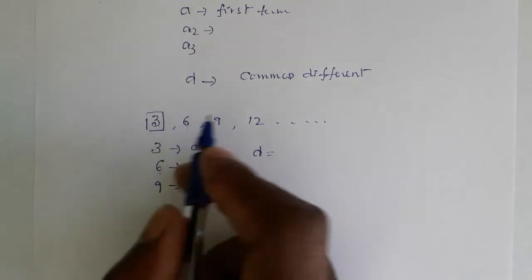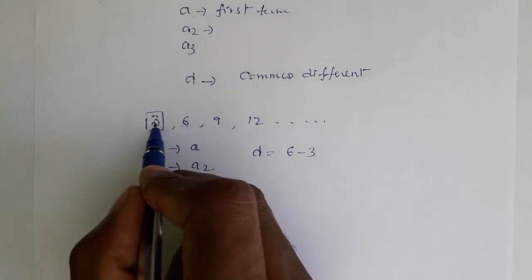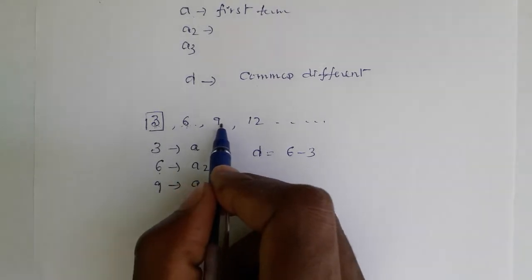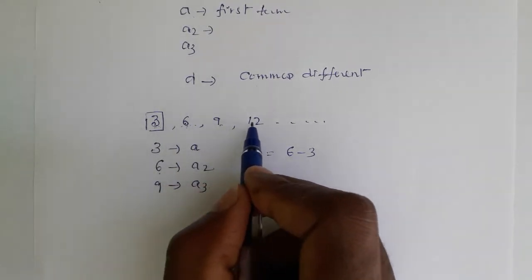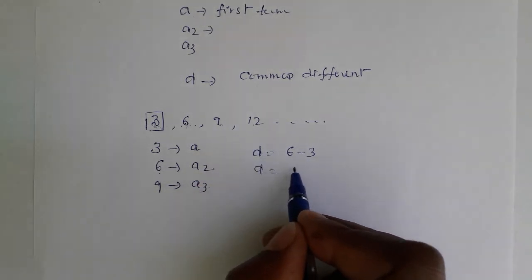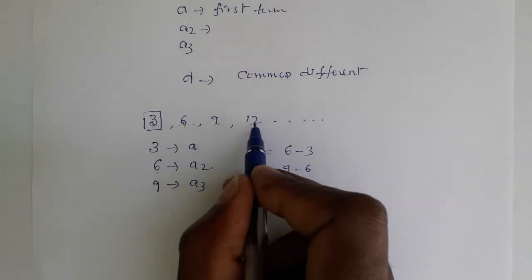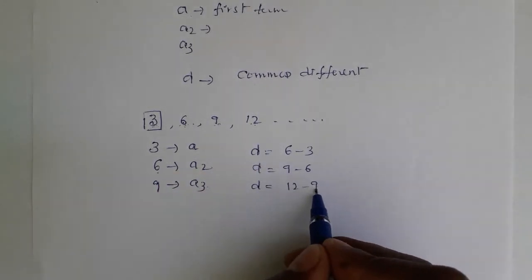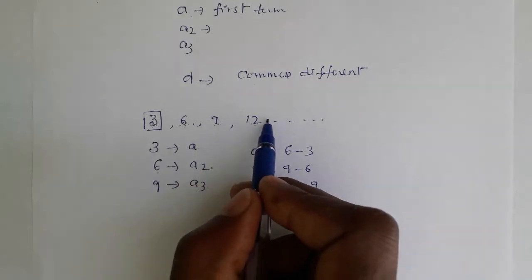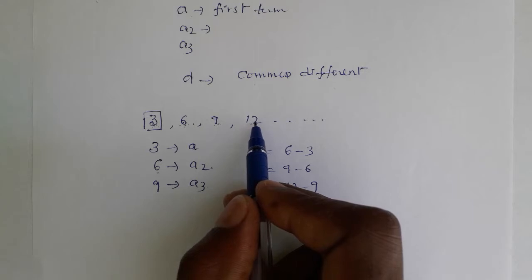Now when we take 3 and 6, the next number is 6, so 6 minus 3. When we take 6 and 9, 9 minus 6. Or 9 and 12 is considered 12 minus 9, like that. D is equal to 9 minus 6 is also correct, or the difference can be found by 12 minus 9 also. So for any two numbers we take, it is always next number minus previous number.